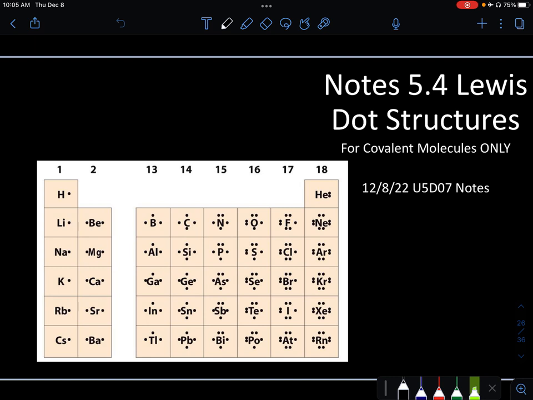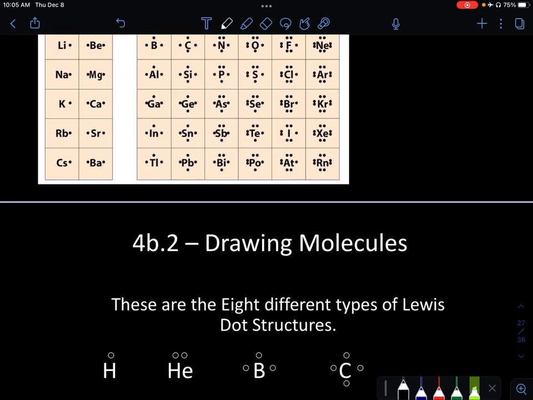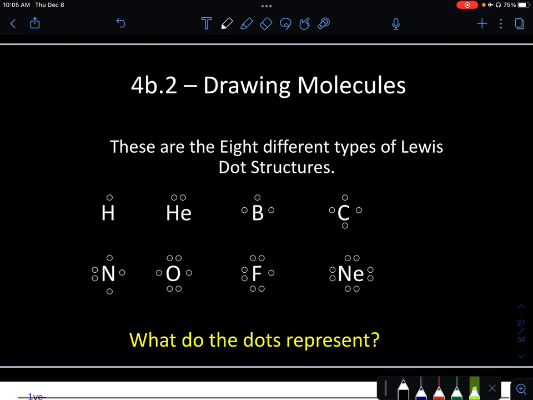So today we're going to start off with a concept called Lewis dot structures. So what you're going to see is this is for covalent molecules only. So even though I've got a bunch of different ones on here, we're really going to be more specifically talking about anything over on this side of the periodic table. Okay. All right. So these are the 8 different ways that we can draw, or different types of Lewis structures.